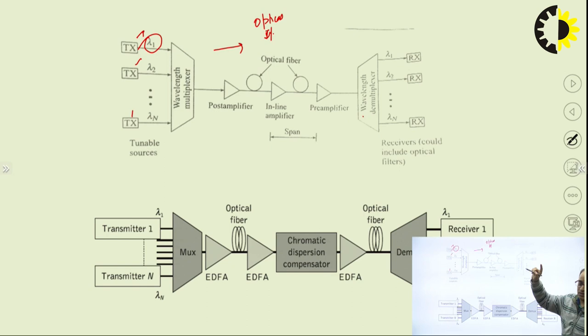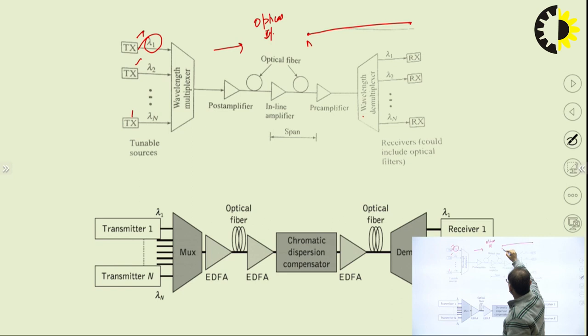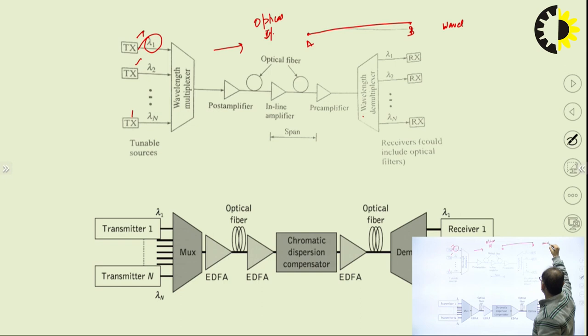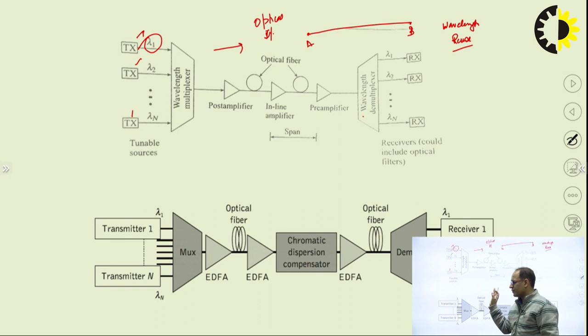Clear? In the same channel, if I say this is a channel A to B, no two users can have the same wavelength, otherwise distortion or overlapping will occur. Every user's data has a different wavelength on which it is to be transmitted, and in the optical network, the wavelength reuse concept can also be used in the WDM, but you will study that in the optical network.